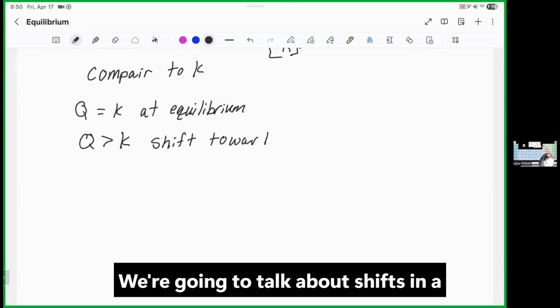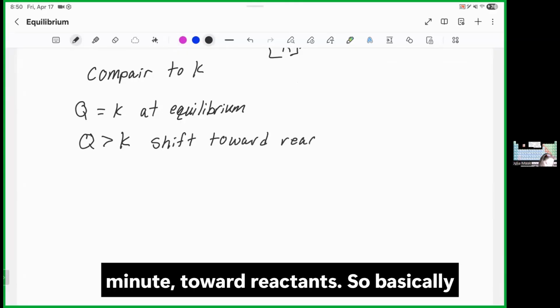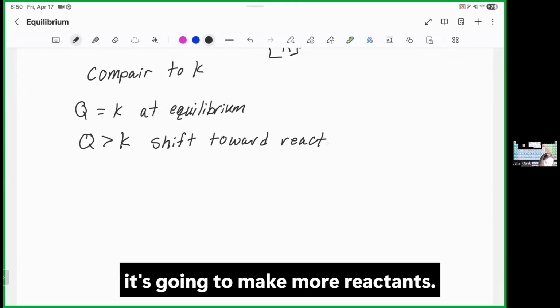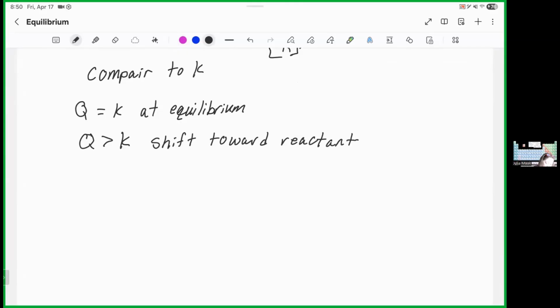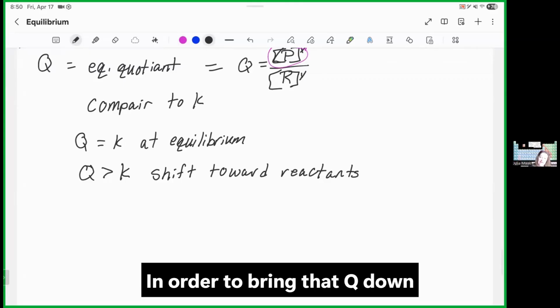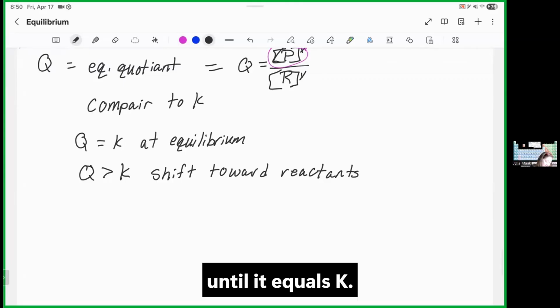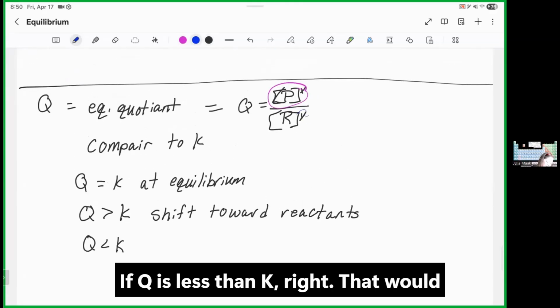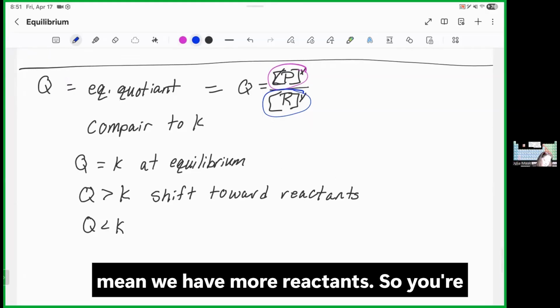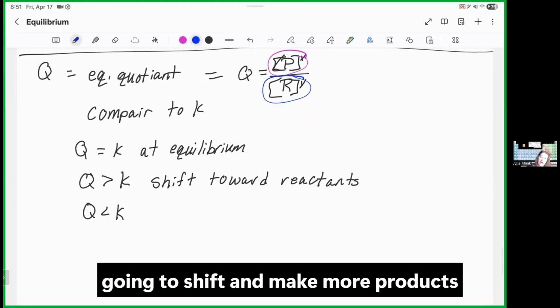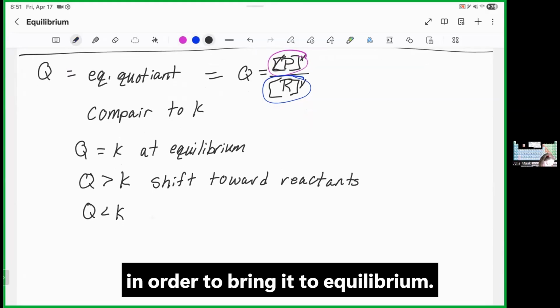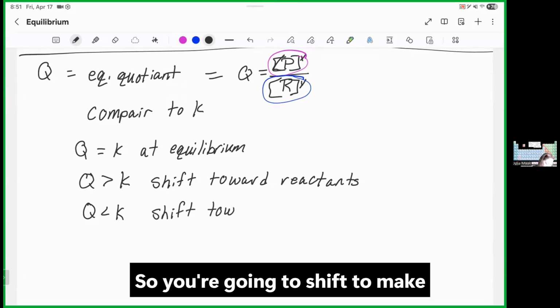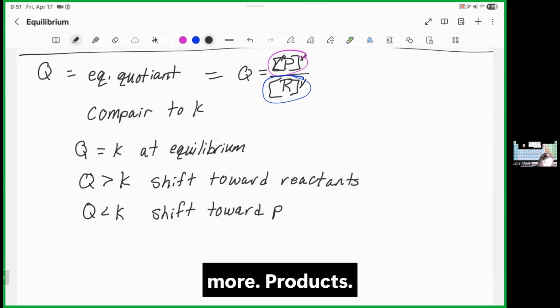We're going to talk about shifts in a minute. Toward reactants, basically, it's going to make more reactants in order to bring that Q down until it equals K. If Q is less than K, that would mean we have more reactants, so you're going to shift and make more products in order to bring it to equilibrium. So you're going to shift to make more products.